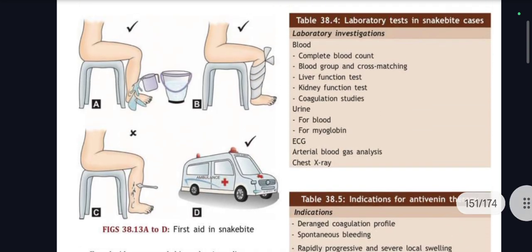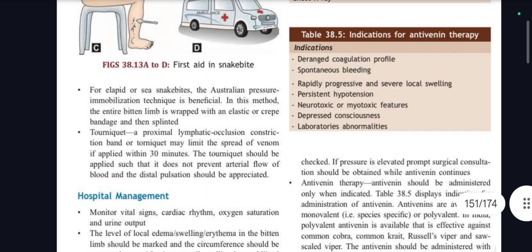Now what are the lab tests in snakebite cases? We do CBC in case of blood, blood group and cross matching, liver function test, kidney function test and coagulation studies. In case of urine, we check for blood and for myoglobin, and we also perform ECG, arterial blood gas analysis and chest X-ray. So these are the lab tests which we perform.